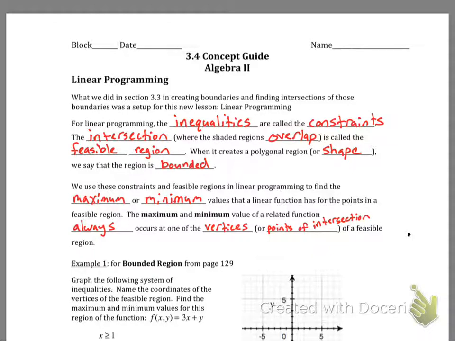When it creates a polygonal region or shape, we say that the region is bounded. We use these constraints and feasible regions in linear programming to find the maximum or minimum values that a linear function has for the points in a feasible region. The maximum and minimum value of a related function always occurs at one of the vertices, or points of intersection, of a feasible region. All right, so all those words you just used there is what we'll be doing in the next example problem.